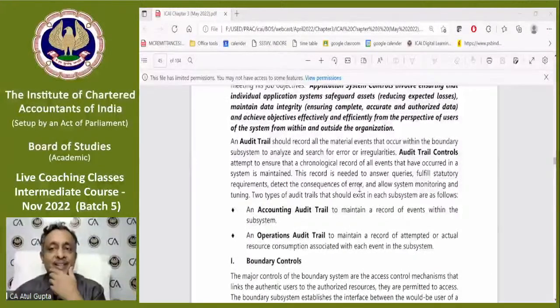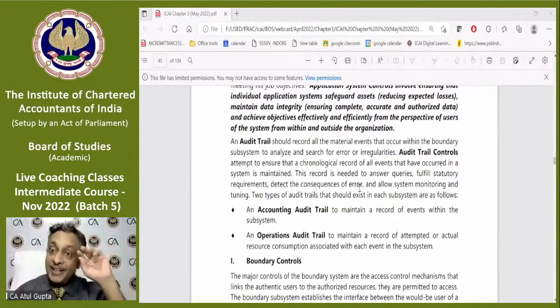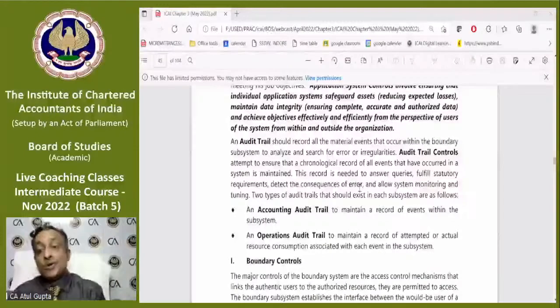Okay, after I complete this application control, we'll see the question: which auditing standard is triggered when I talk of outsourcing companies.